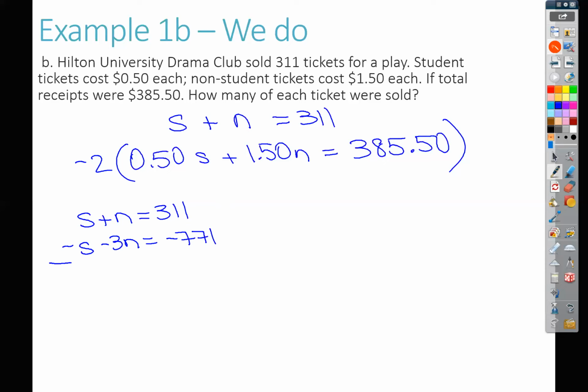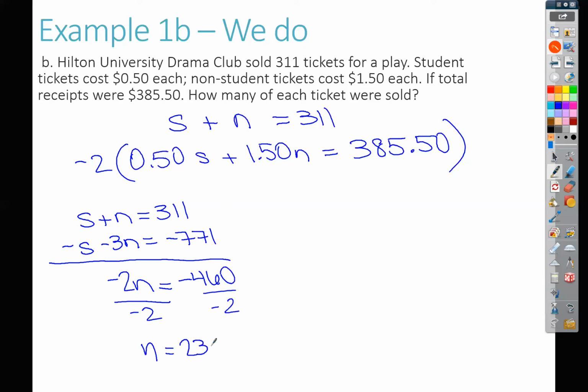Now, that helps me eliminate the s's. So when I work this out, I get -2n equals -460. And then I just divide both sides by -2, and I get n equals 230.